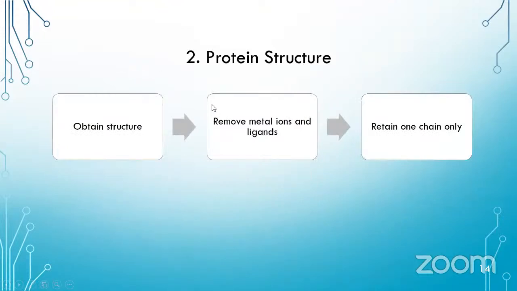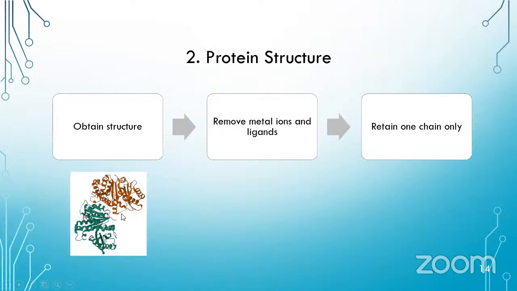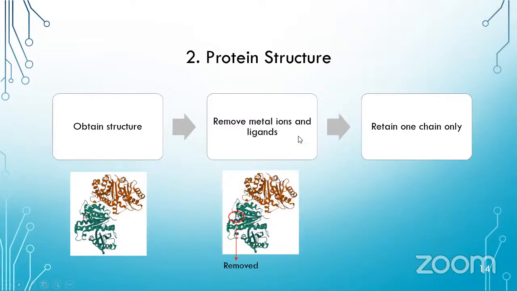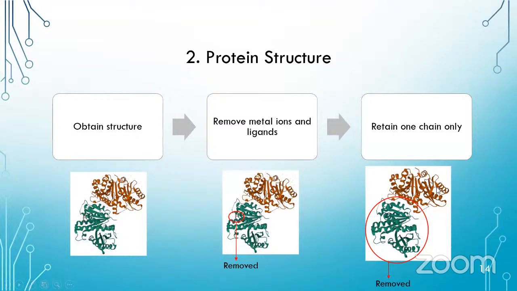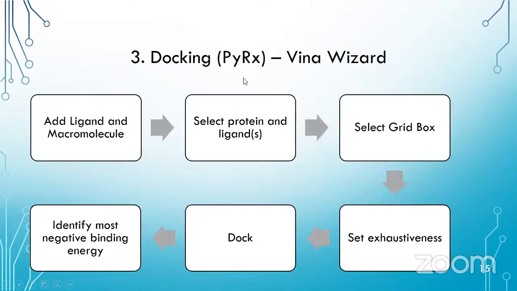So to process the protein structure, you will get the protein structure from any one of those sources, remove any metal ions and ligands using the delete non-standard residues method that I showed you, and you will keep only one chain by selecting the other chains and removing them. Anyway, it docks only to one chain. So to dock in PyRx, using the Vina Wizard, we will add the ligand and the macromolecule. We will select our ligands and protein. You can select only one protein at a time, but you can select as many ligands as you want. But just know that the more ligands you select, the more time it will take.